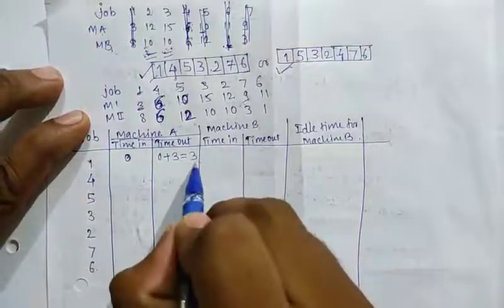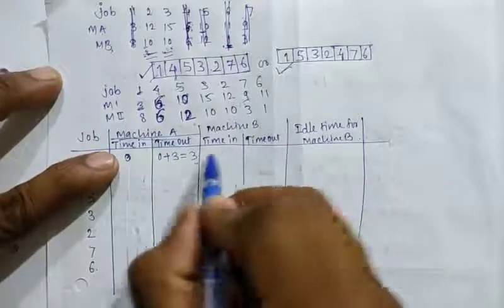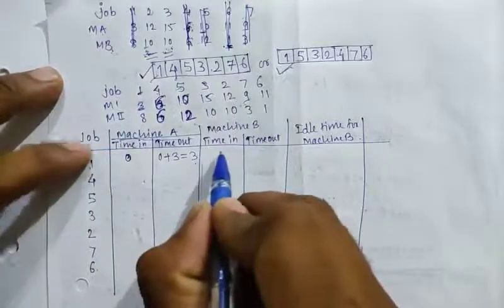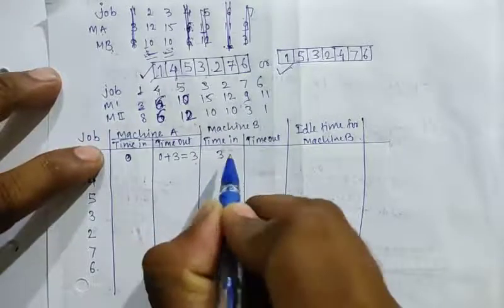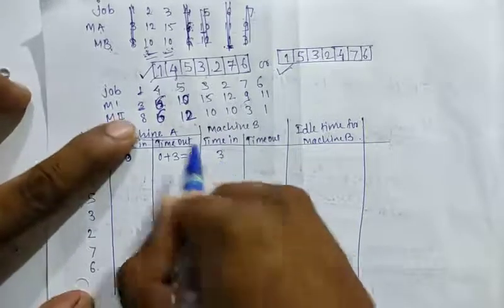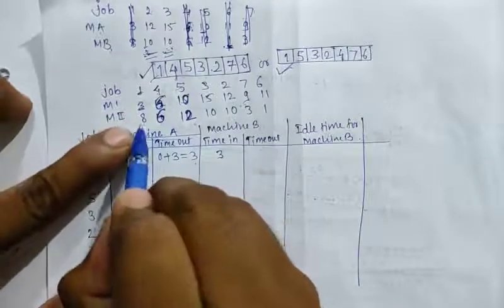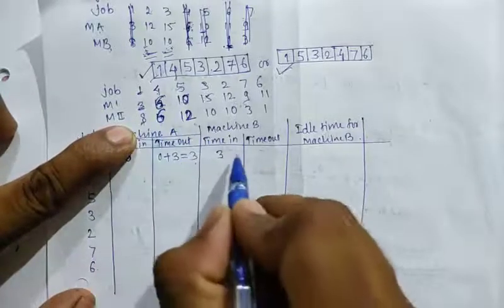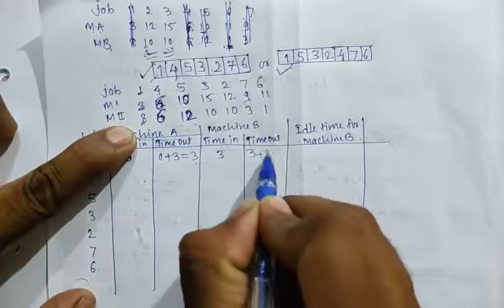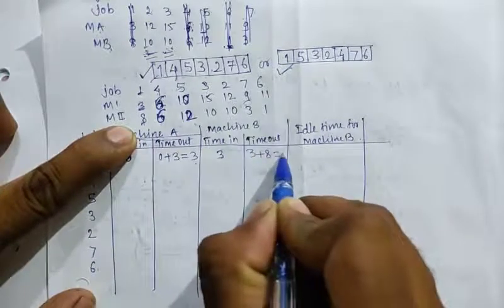So after completing the first job, it goes to the second job. So here what is time in? Time in is 3 hours. Okay, then what is its time out? So here 3, and for machine M2 it takes 8 hours again. So here 3 plus 8, which is equal to 11.